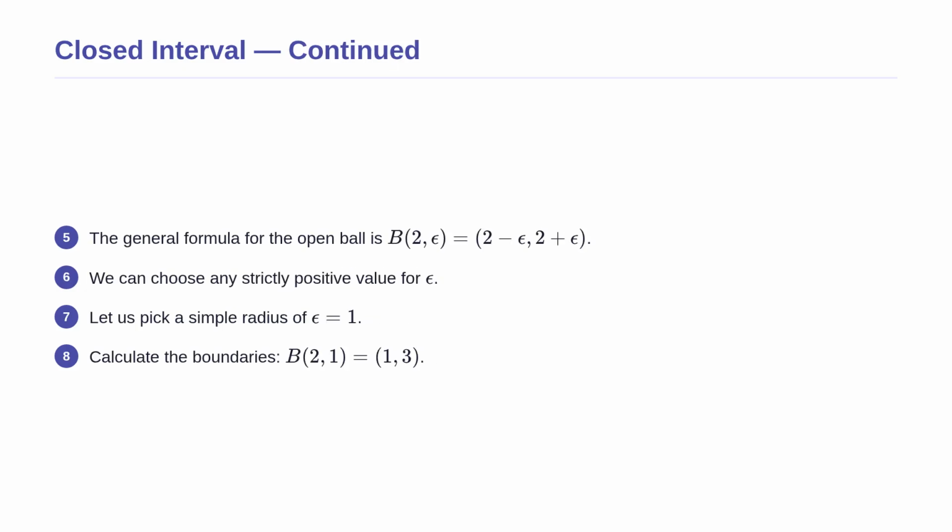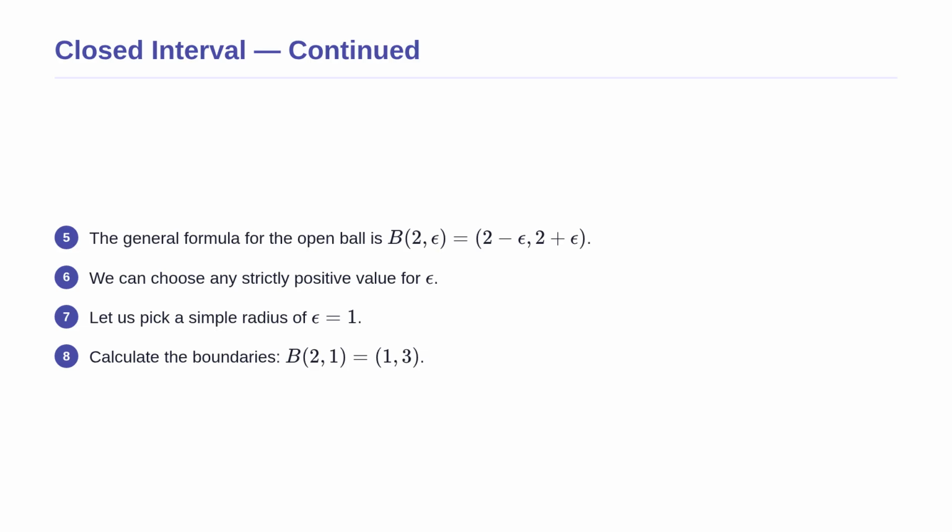Continuing with our example, we set up the mathematical formula for an open ball on the real number line. We take our center point, 2, and stretch out by a distance epsilon in both directions. We have the freedom to choose any strictly positive value for the radius. We do not need the largest possible radius, just one that works. Let us pick a simple radius of 1.